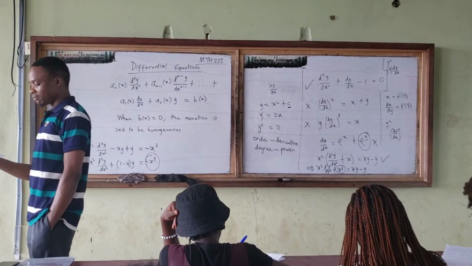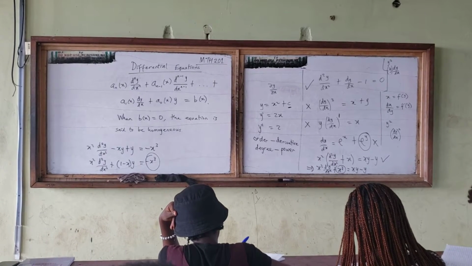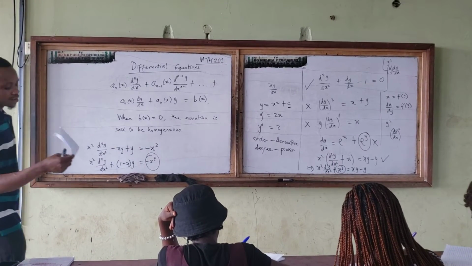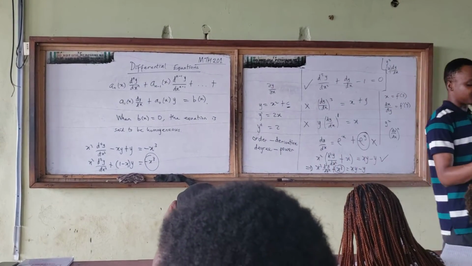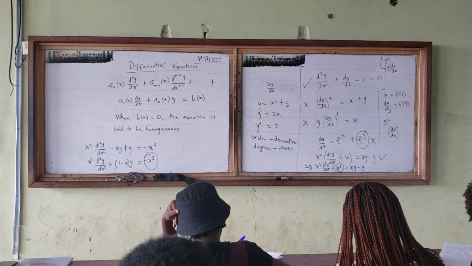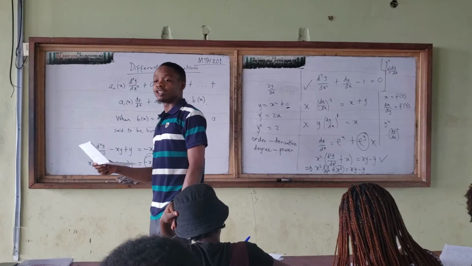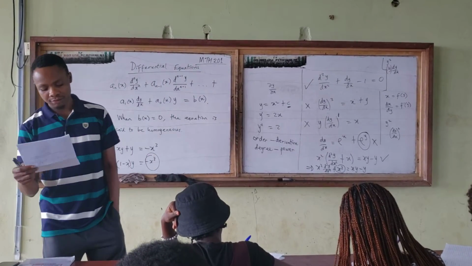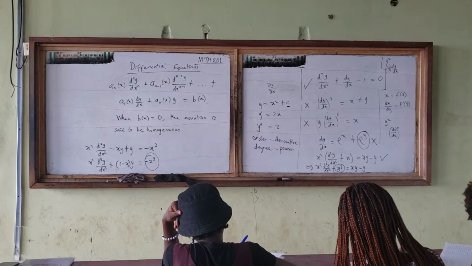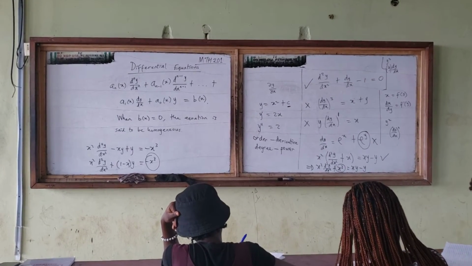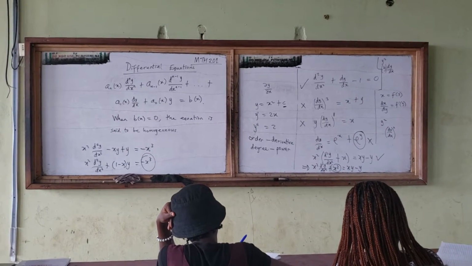Number 3. Is it PDE or ODE? ODE. Okay. What is the order? 5. The degree is what? 1. Good. Is it linear? Yes. Is it homogeneous? Yes. Shall we move on?